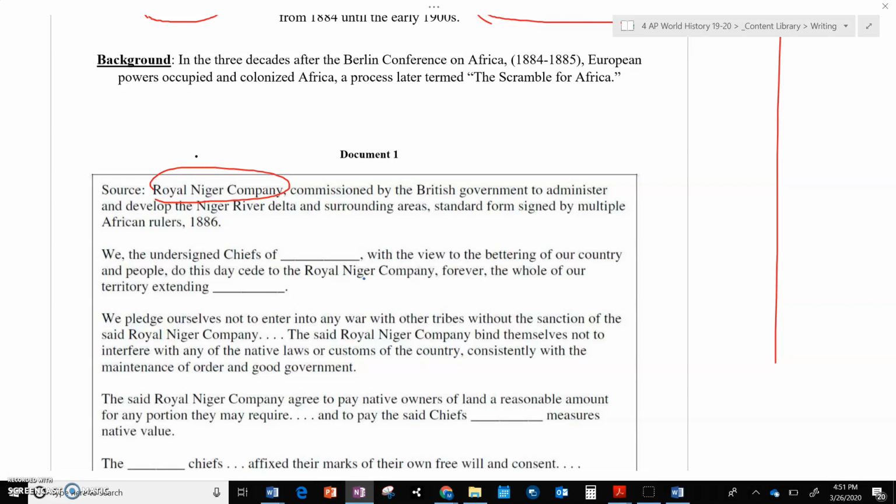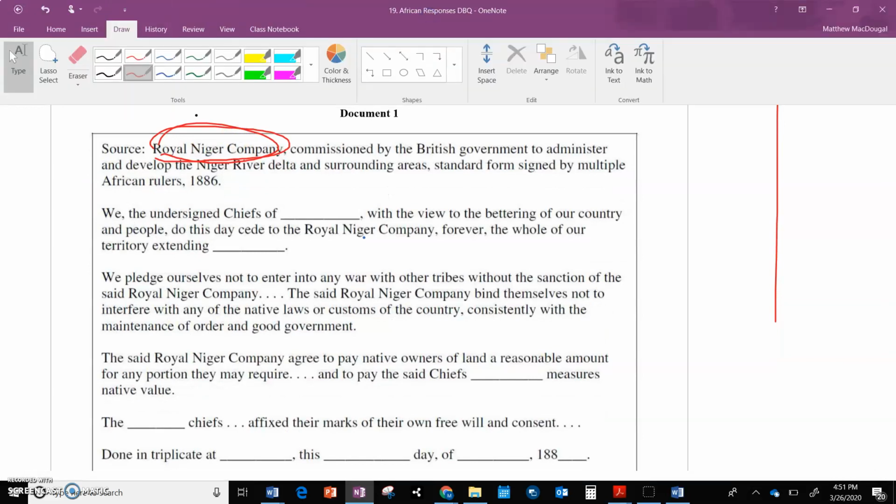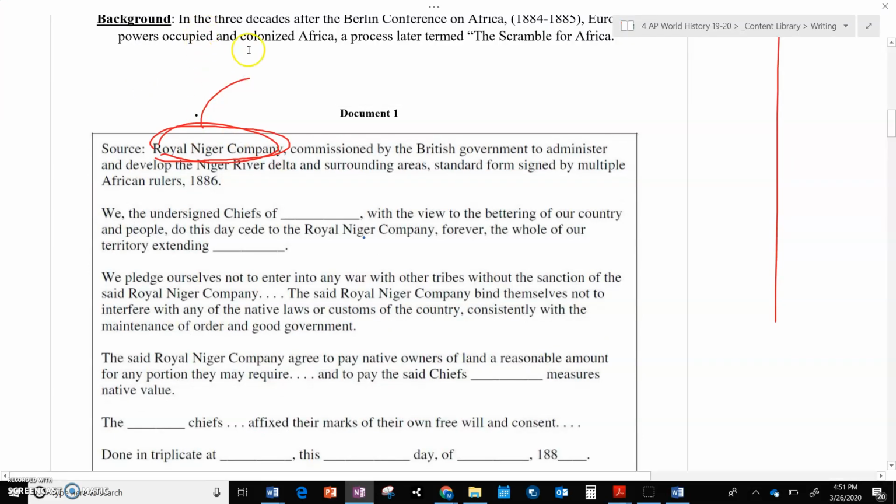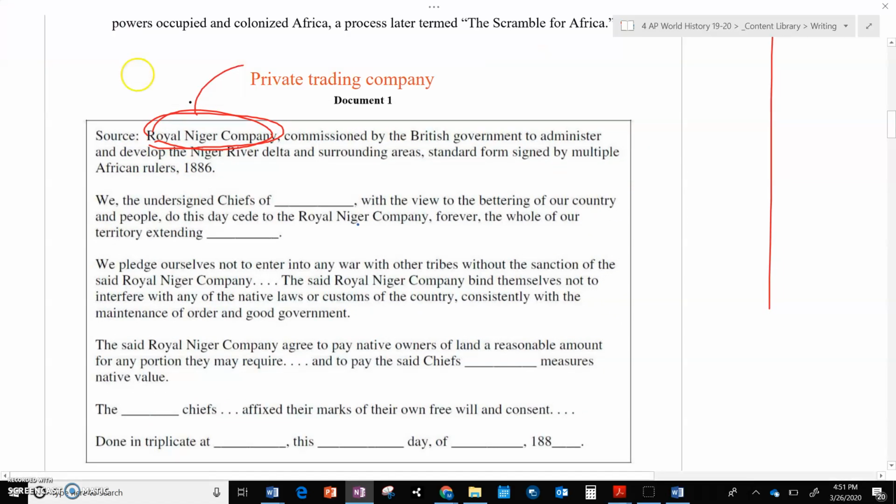So here we have a document from the Royal Niger Company, which, hopefully you should know, triggers you to think, okay, this is some kind of private trading company, a joint stock company. So now we know that there are corporations from Britain that have an interest in developing the Niger River Delta, which is a nice way of saying they want to go in and build roads and railroads and get their resources. So this is a contract.